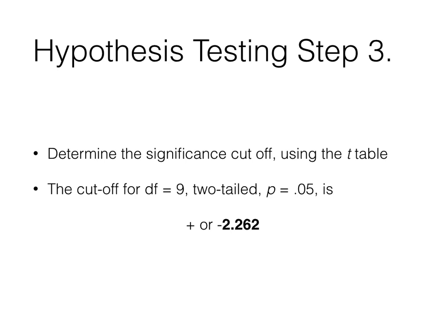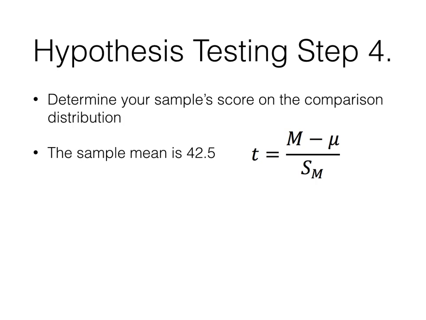Now, step 4. We want to determine our sample score on that comparison distribution. We need to know where our sample, when you convert it to a t, lines up on that comparison distribution. Our sample's mean was 42.5, so it's higher than what year 12 students do, but is that high enough? Is it going to exceed the cutoff once we convert it to a t?